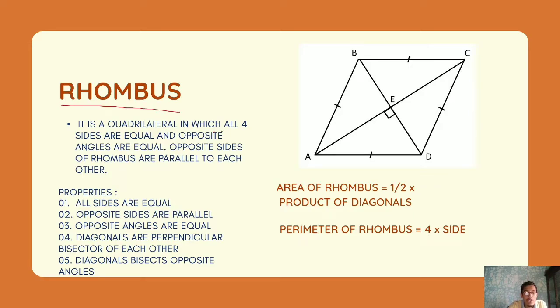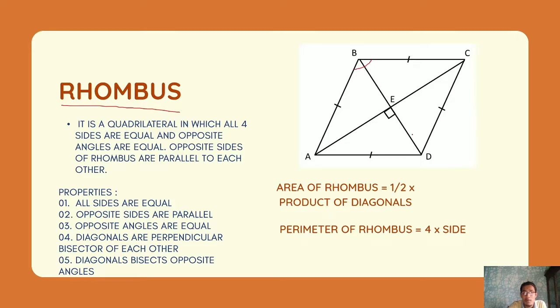It is a quadrilateral in which all four sides are equal and opposite angles are equal. Opposite sides of rhombus are parallel to each other. Okay, so a quadrilateral in which all four sides are equal, and opposite angles are equal to each other.